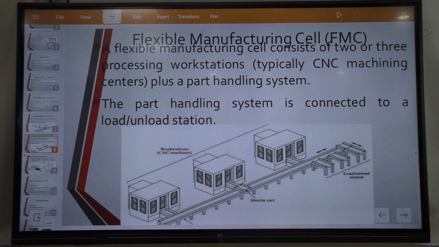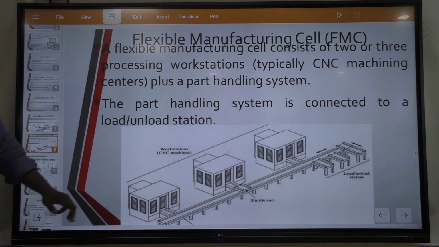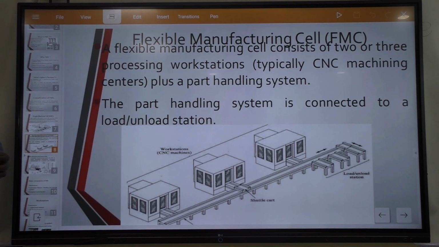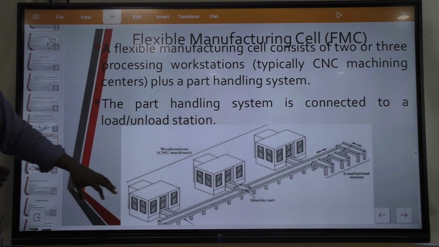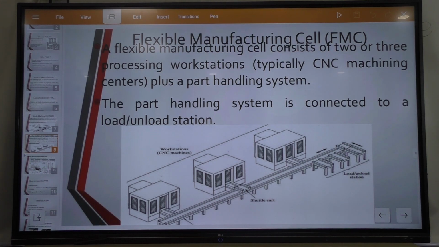There are three types of CNC machines available. In the first machine you can do the facing operation, in the second machine you can do the drilling operation, and in the third you can do grinding. So according to your raw material availability, whatever machining operation you want to do, suppose you want to do the facing operation, you send that raw material to the first machine and do the facing operation. After that, when the facing operation is completed, you send that raw material to the second machine, meaning the drilling machine.